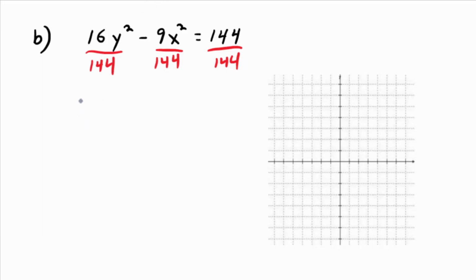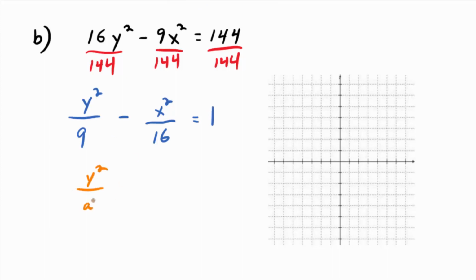Okay. Now 16 over 144 reduces. How many times does 16 go into 144? So 16y squared over 144 reduces to y squared over 9. Minus 9x squared over 144, what's that going to reduce to? 9 goes into 144 16 times, so it reduces to x squared over 16. So now it's in standard form, and it's in the standard form where you have the y squared term first.